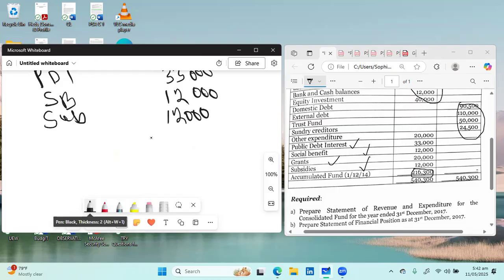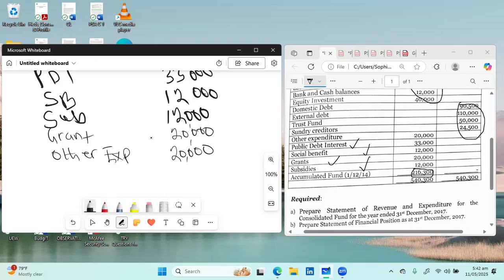Grant. Grant is how much? 20,000. And then other expenses. That's how much? That one is also 20,000. Yes. Okay.